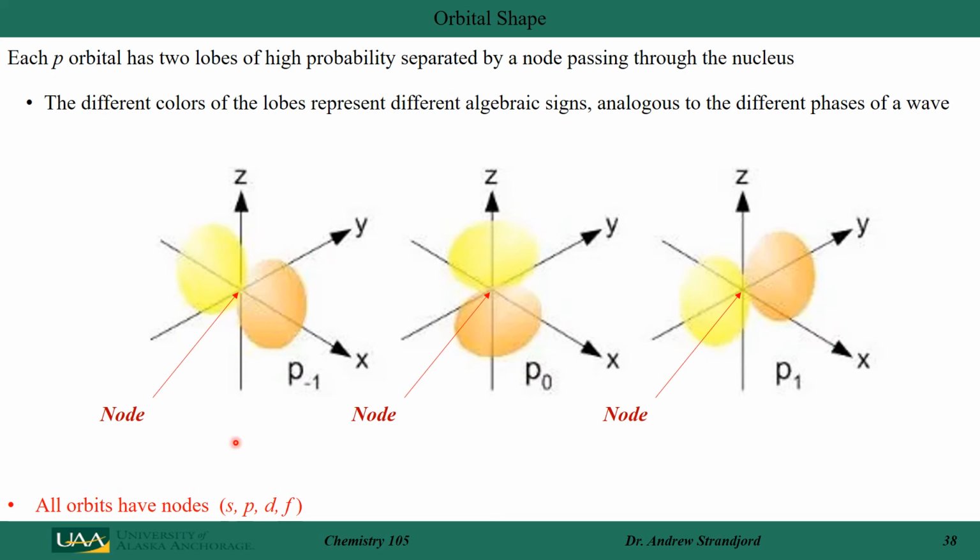Okay, so all orbitals have nodes. S orbitals have spherical nodes, and p orbitals, d orbitals, and f orbitals have more complex nodes.